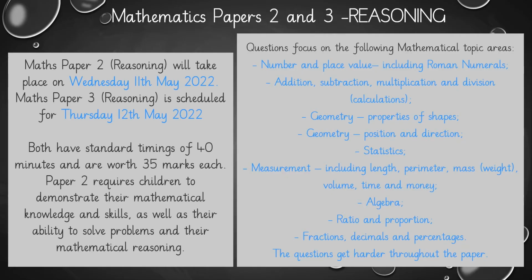Maths papers 2 and 3 are reasoning papers. These papers will be taking place on Wednesday the 11th of May 2022 and Thursday the 12th of May 2022. Both papers have standard timings of 40 minutes and are worth 35 marks each. Paper 2 and 3 require children to demonstrate their mathematical knowledge and skills, as well as their ability to solve problems and mathematical reasoning.